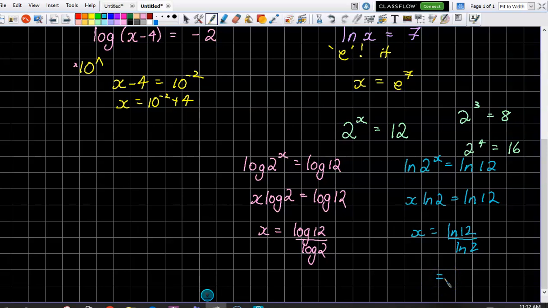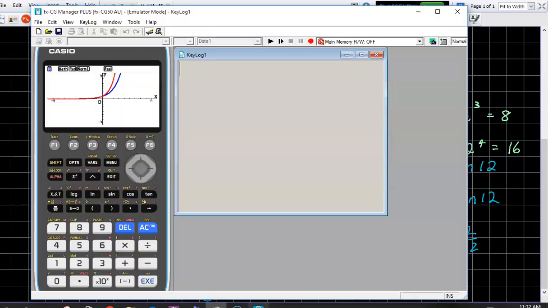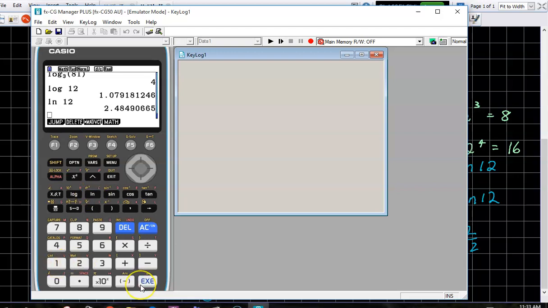And you're going, yeah, big whoop doop. Here's the bit I love. Grab your calculators. Log 12 equals, ln 12 equals. They're two different numbers. Agreed? Yes?